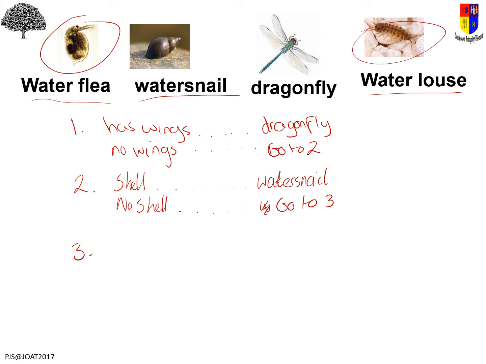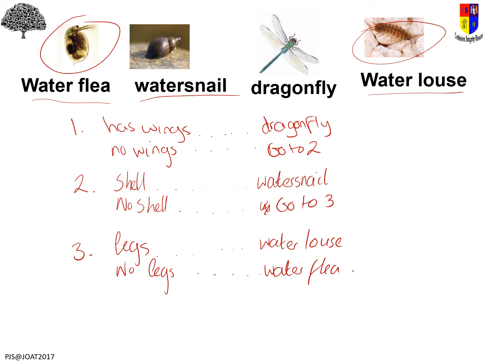So there's lots of different things you could go for. This is down a microscope, so you could go with, can you only see it with a microscope? Both of them have these kind of antennae things at the front, so that's not helpful. But this one doesn't have any legs, this one does, so let's go with that. So legs, no legs. Our legs is our water louse, and our no legs is our water flea. And that's one possible way you could have done it.